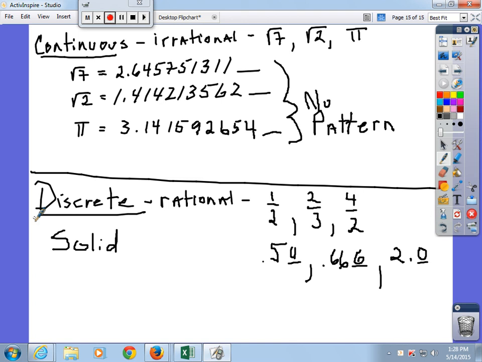So, what word did I use with all of that? Measurement. So anything measured is going to be what? Continuous. It's very difficult to write with a mouse.